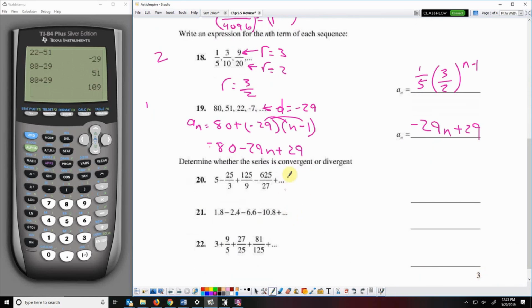Convergent or divergent? If it's convergent, it will have an absolute value of r less than 1. So this one is alternating signs, so I know r is negative. And it looks like the numerator is multiplying by 5, while the denominator is multiplying by 3. So r is negative 5/3. The absolute value of r is not less than 1, so this is divergent.